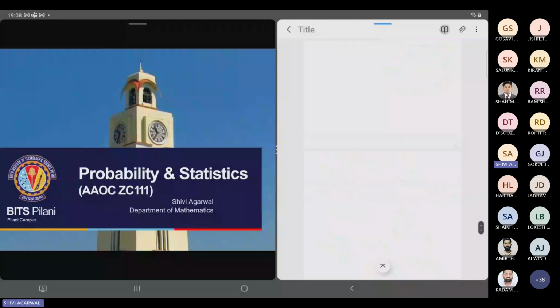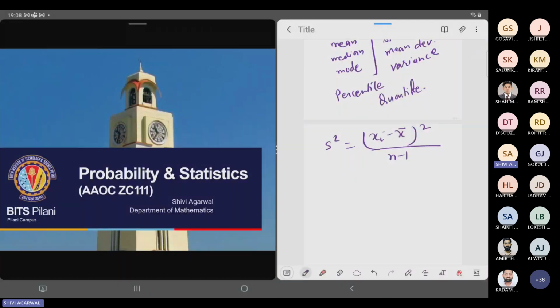Notes, actually they are not proper notes. That's why I'm not uploading them. We are just writing in a very rough form, just to explain the things. That's why I'm not uploading it. But when you see the recording, you can find these notes also. Okay.